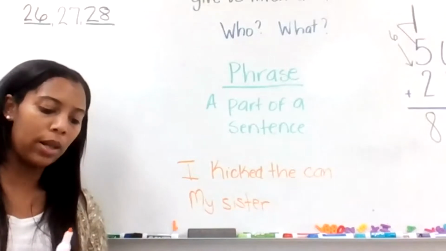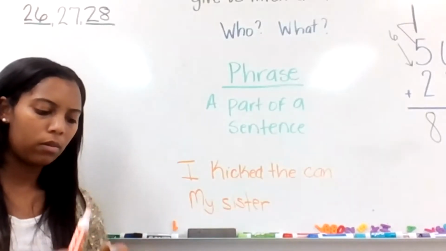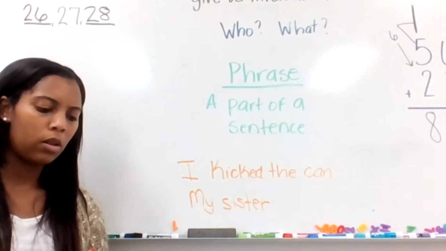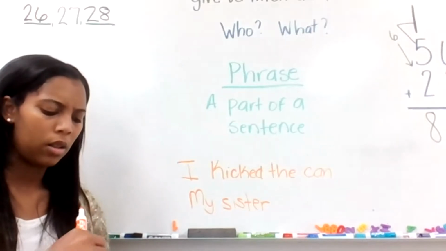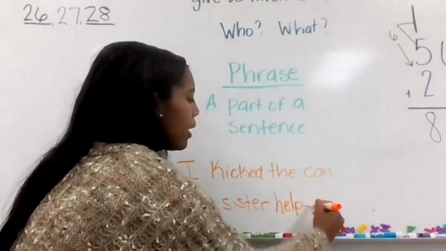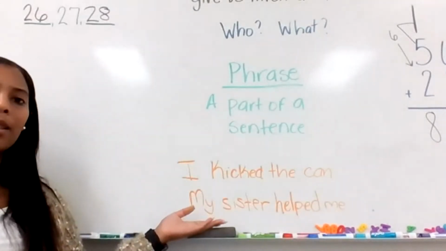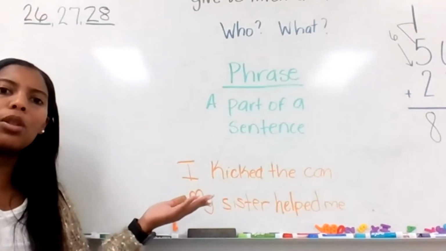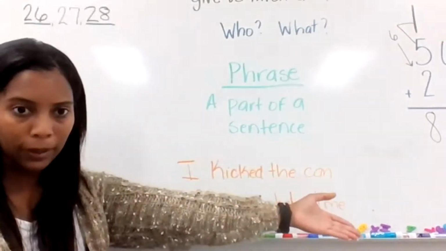My sister. We have the who, Dennis. What can I say? My sister helped me. Helped or hugged? I'm sorry. Helped. My sister helped me. I now have made this into a complete sentence. I had the who, my sister, but I did not have a what she was doing. Helped me. Okay, so now this is a complete sentence.